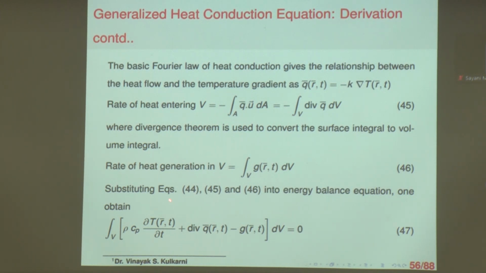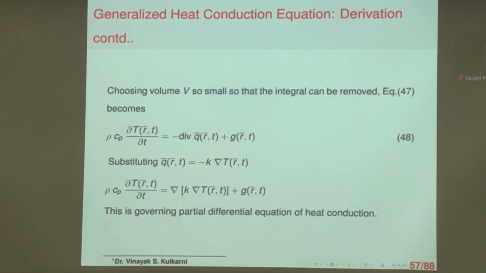So I got all these three quantities: the rate of heat generation within the volume, the heat entering through the surface area, and the total heat energy storage. Substituting these three quantities in the energy balance equation, I will get equation number 47. So this equation 47 represents the energy balance equation for this particular problem. Now, this volume V under consideration is very small, and therefore I can remove the integral, and the corresponding equation can be rewritten in this particular form.